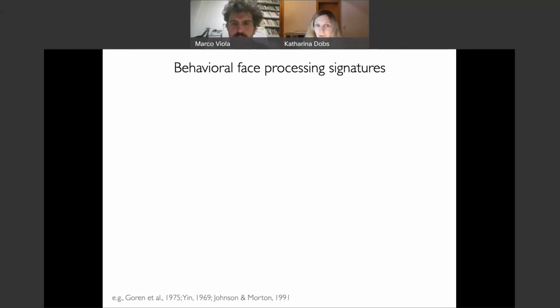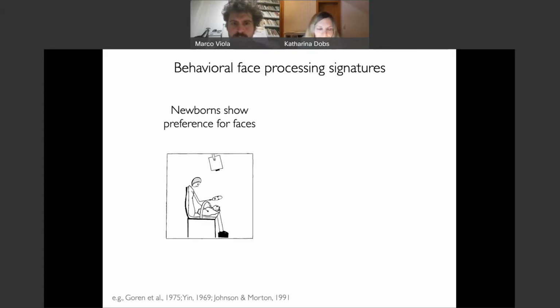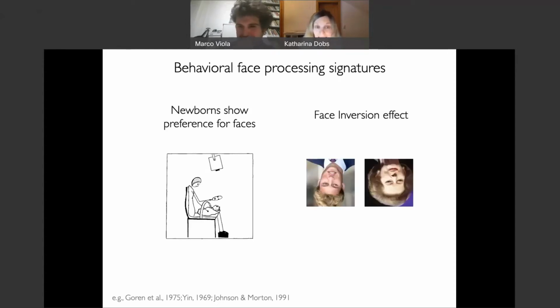Starting with behavioral signatures of face processing, there's some really classic work starting with Goren et al. in 1975, who found that even newborns already show a preference for faces. They preferentially look at face-like patterns that are upright compared to inverted, and they seem to be attracted to faces. And there's also, for example, the classic face inversion effect: the finding that our face processing system seems to be optimized for upright, but not so much for inverted faces. When we look at these two inverted faces here, they look quite okay to us, right? They don't have anything bizarre except that they're upside down.